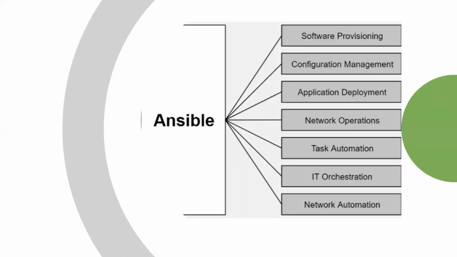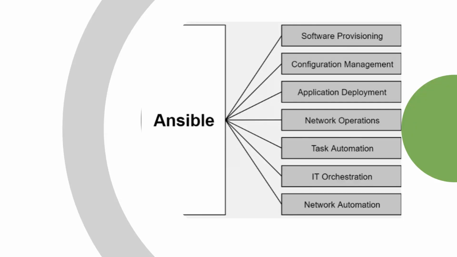Going back to the diagram, Ansible basically offers software provisioning, configuration management, application deployment, network operations, task automation, IT orchestration, and network automation. These are the characteristics and advantages of using Ansible.